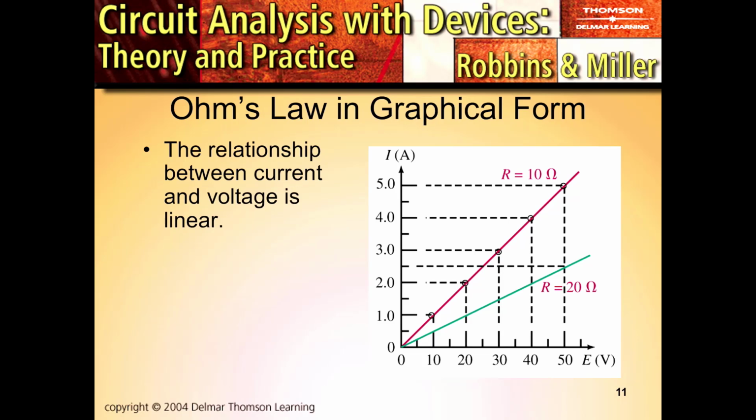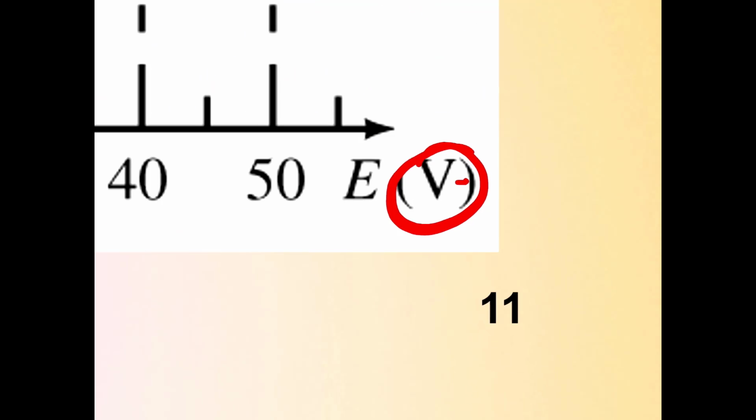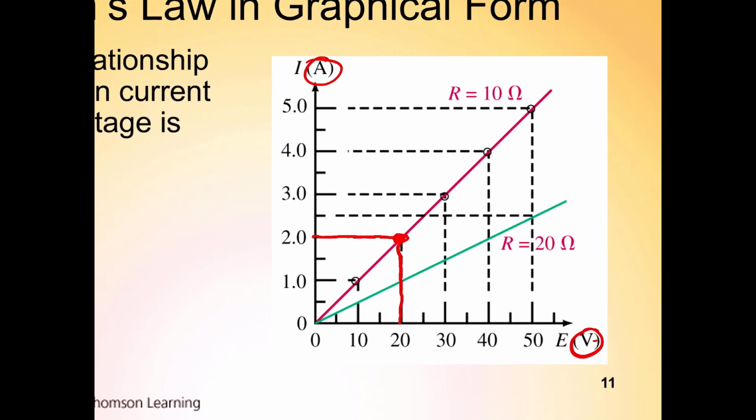Okay, when we look at the linear relationship of voltage and current and resistance, we can see that's being shown here in this diagram. It means that for any value of voltage or applied voltage, we can determine the current by looking at the graph. So these are volts on the bottom, these are amps here. If I look at 20 volts, that's going to result in 2 amps when my resistance is 10 ohms. That same 20 volts, when my resistance is 20 ohms, is going to result in 1 amp.